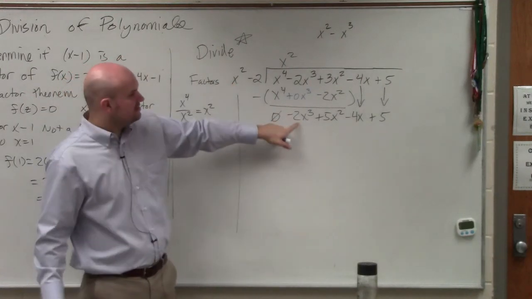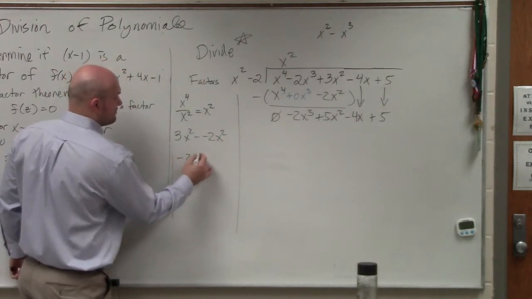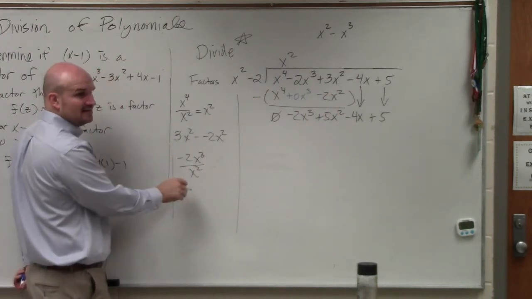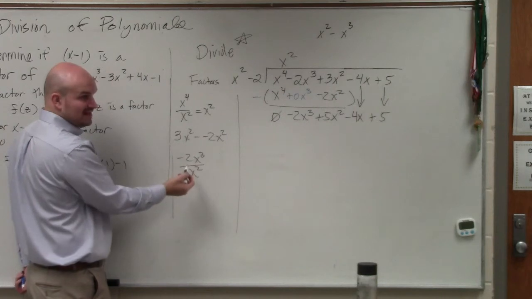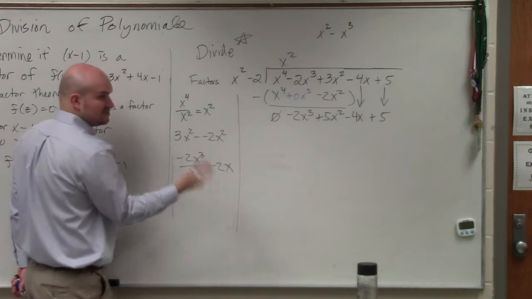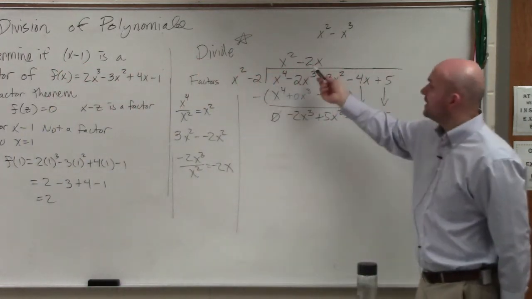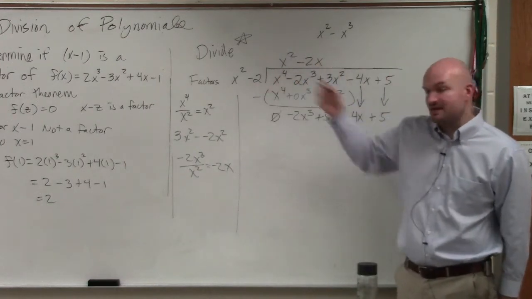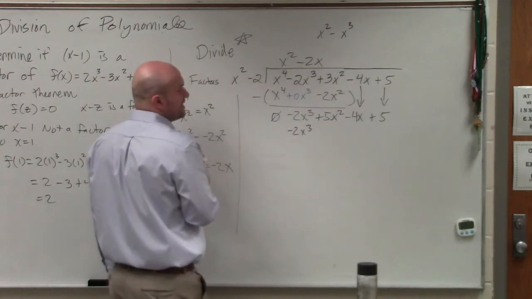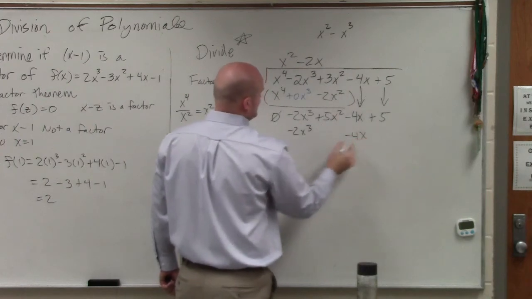How many times does x squared divide into negative 2x cubed? I'll write it vertically so it makes a little more sense. What do we do when we divide exponents? We subtract the powers. So x cubed minus x squared is x to the first, and you're going to have negative 2x to the first, or just negative 2x. Then I multiply negative 2x times both terms in my divisor. So I get a negative 2x cubed. Negative 2x times negative 2 is a negative 4, which again has to go over here. Negative 4x.